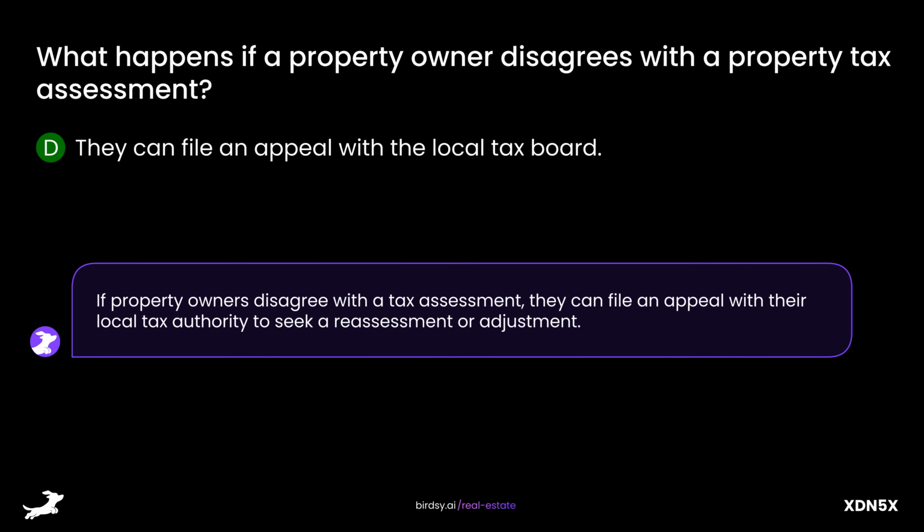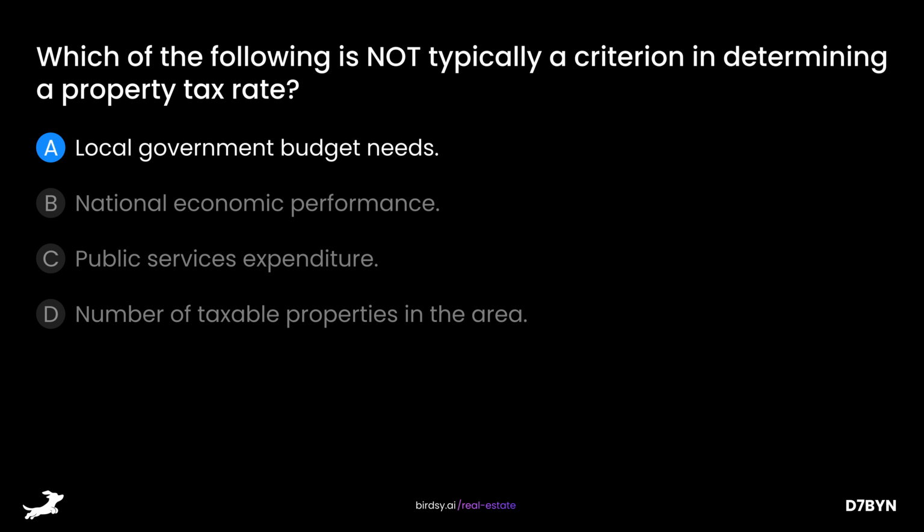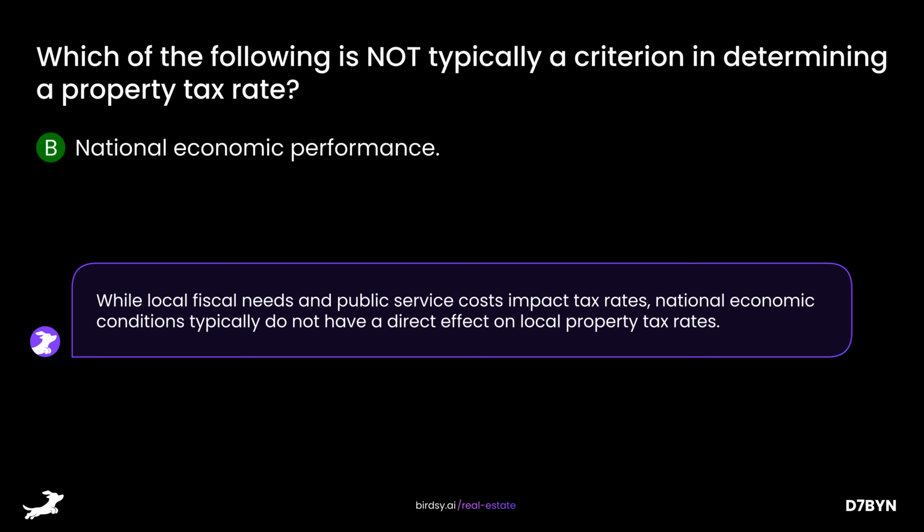a reassessment or adjustment. Which of the following is not typically a criterion in determining a property tax rate? Is it A, local government budget needs, B, national economic performance, C, public services expenditure, or D, number of taxable properties in the area? The answer is B, national economic performance. While local fiscal needs and public service costs impact tax rates, national economic conditions typically do not have a direct effect on local property tax rates.